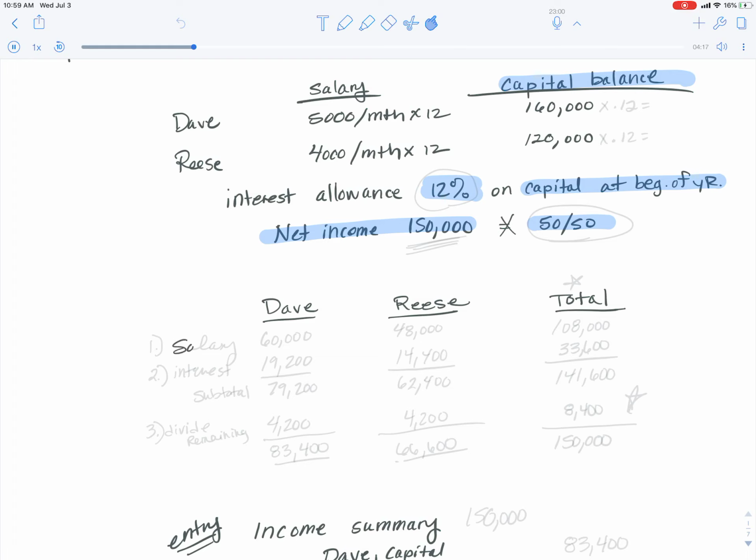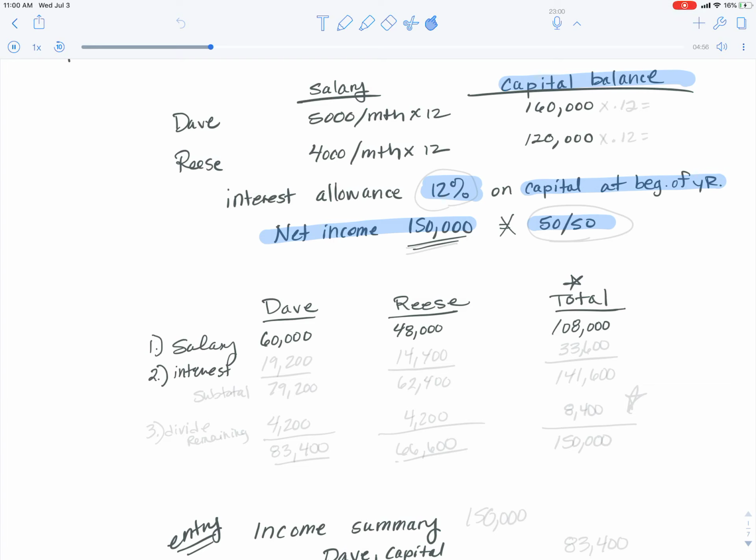So let's do salary first. Salary comes out first. Dave makes $60,000 a year according to his salary allowance. That's $5,000 times 12. And Reese gets $48,000. That's $4,000 times 12. This total column is so important because you need to be keeping track of how much you've given away at every level. So far, of the 150 that we're trying to split up, I've given away 108,000 of it. Now let's do the interest allowance.